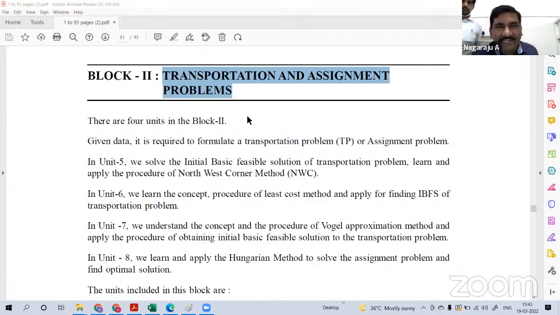It is university material, but it is an old book, sir. Sir, there is a 7th unit in this. Transportation problems. Sir, actually it is not the same book.